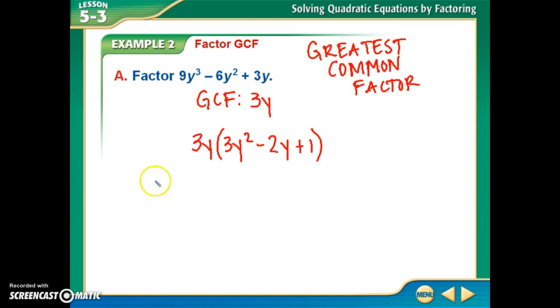You can always check your work when factoring by multiplying back out. So to multiply, all we have to do is distribute. And when we distribute, 3y times 3y squared is 9y cubed. 3y times negative 2y is negative 6y squared. And 3y times 1 is 3y. We're back where we started, so we know that this is the correct factored form.